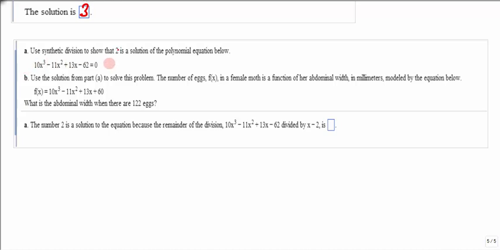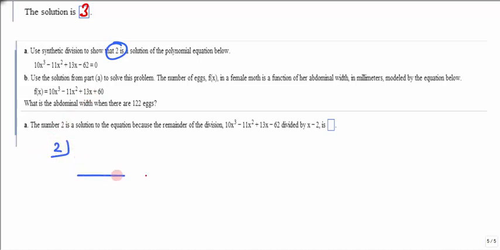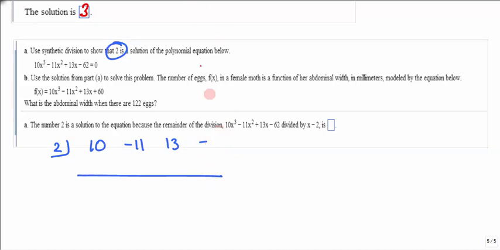This says, use synthetic division to show that 2 is a solution of this equation. Well, if we wanted to use synthetic division, that would mean for part A, I would pull that 2 out front, and I would go through my synthetic division, 10, negative 11, 13, and negative 62. Or sorry, negative 62, not 16. And when I go through synthetic division, if it is a root or it is a solution, my remainder should be equal to 0 here. So I need to go through and verify that. That's for part A.